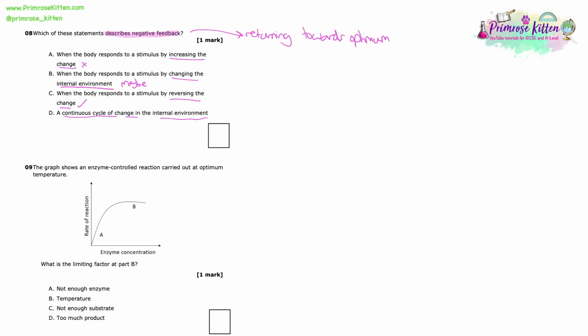Negative feedback loops are pretty continuous, but they're not always happening. It depends on the stimulus and whether the external environment is changing as well, or the stimulus is changing. So it's not always going to be a continuous cycle based around the internal environment. So it is C, which is where we take a stimulus, we respond to a stimulus, and it reverses the change. Question 9. The graph shows an enzyme-controlled reaction carried out at optimum temperature.